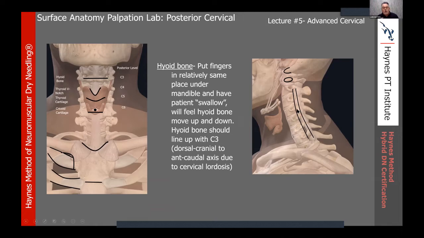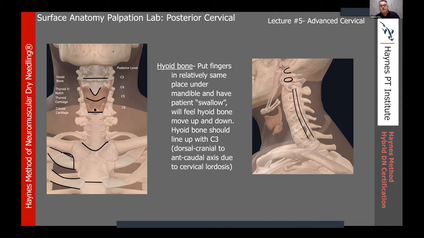I always encourage, if you're uncomfortable with your palpation of this structure, then you don't need to needle there. Because if you can't be certain of where your needle is being placed and where it's going, then you need to stay away from it.